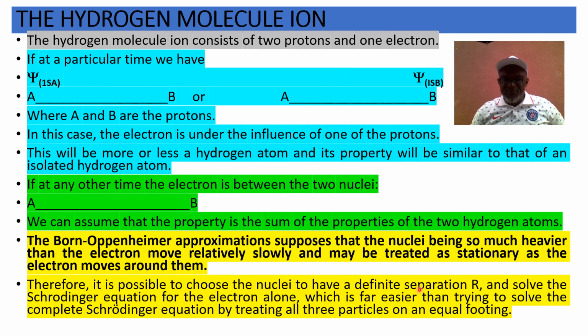So using this Born-Oppenheimer approximation, it is possible to choose the nuclei to have a definite separation R. So from here to here is a definite separation, a distance of capital R. And then we solve the Schrödinger equation for the electron alone. This is easier for us than solving the complete Schrödinger equation for the electron and both nuclei, because if we do that, it will be very, very complex. So by this approximation, we can solve the Schrödinger equation for the electron alone.